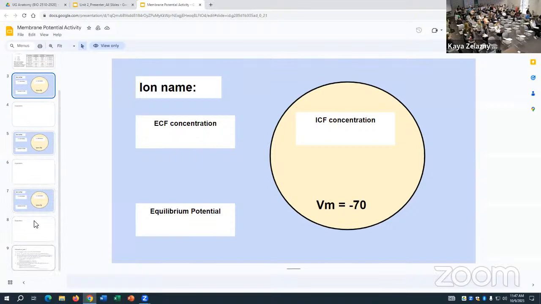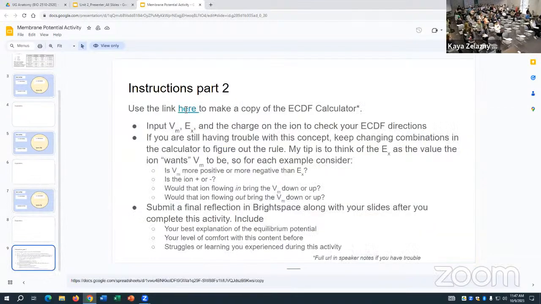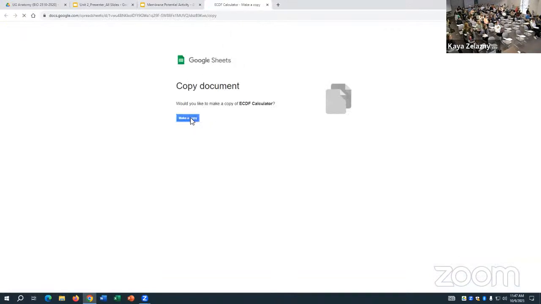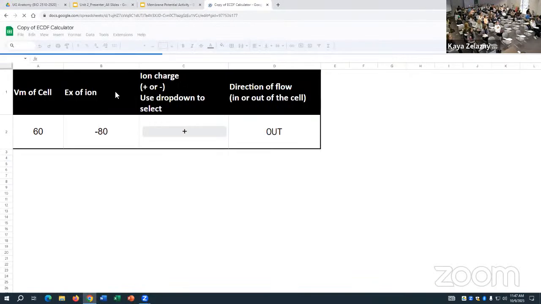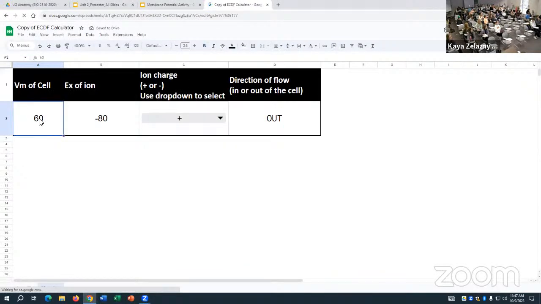At the end, I made you a little calculator for the direction of the electrochemical driving force. You're going to use this to go back and check your work. You can change whatever you need to on here. So I'm going to change this to -70, and change this drop down menu to whatever you want. It should tell you the direction of the flow. Make sure I got my code right. Okay. So you're going to use that to check yourself.